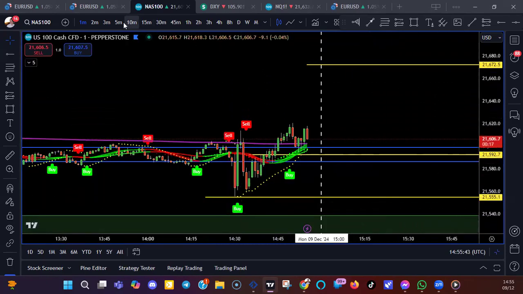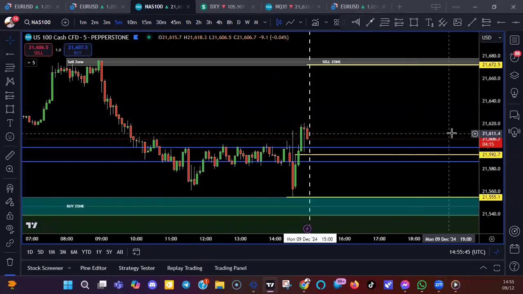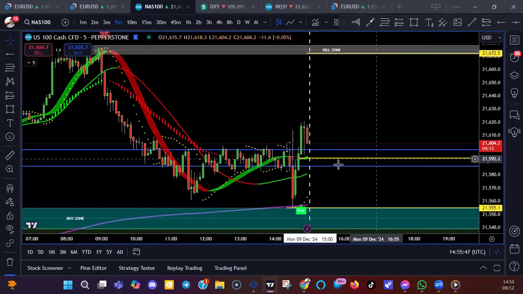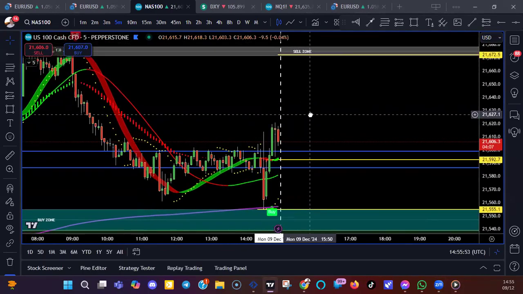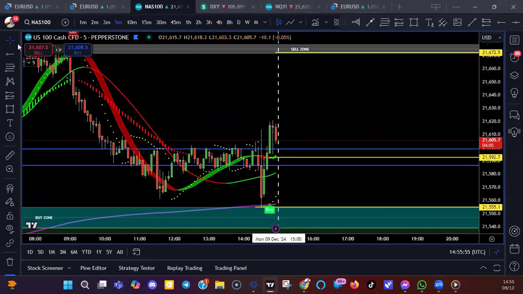Put it on the zones. Put it on the 5 minute time frame. This was previously a sell zone, so we know we're in sell zone territory. So we are looking for the next sell on the NAS 100.